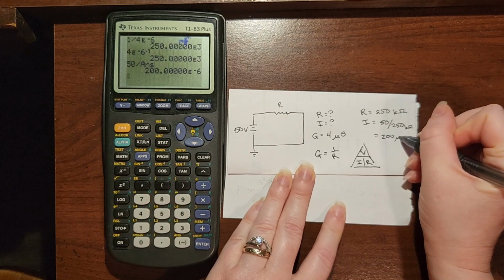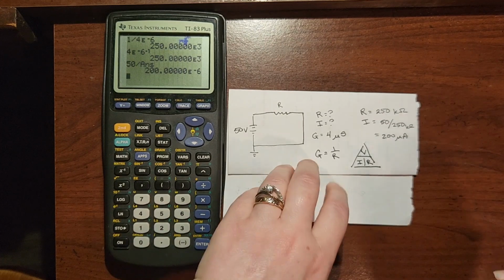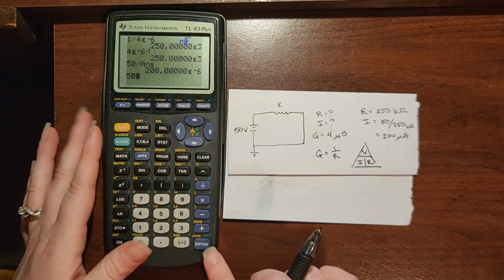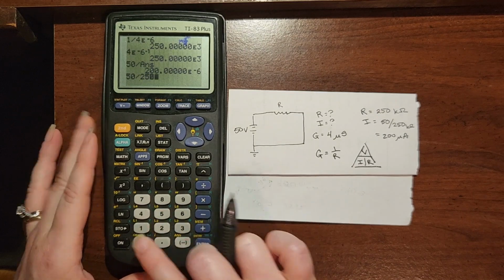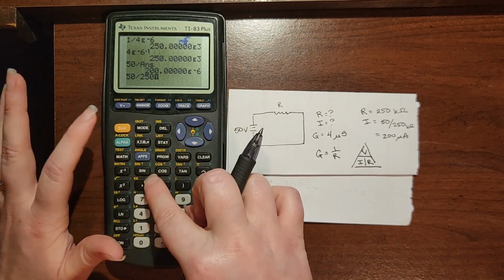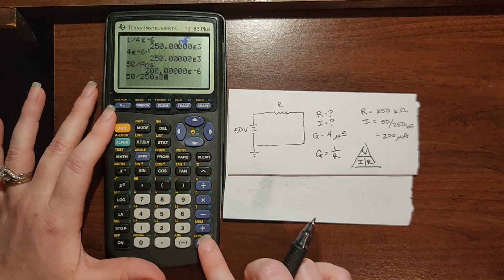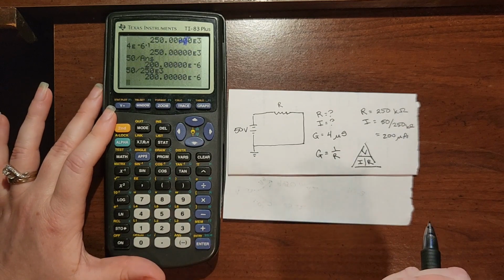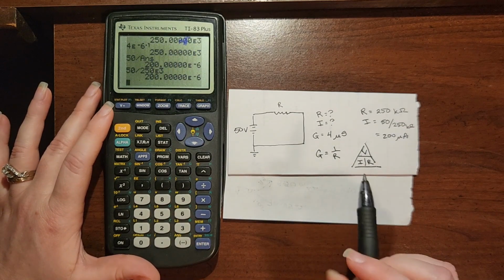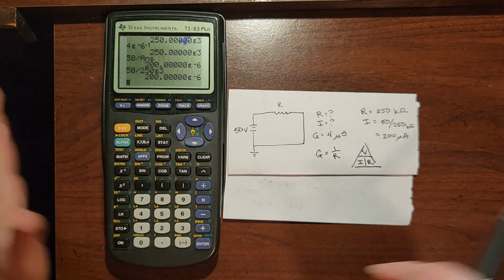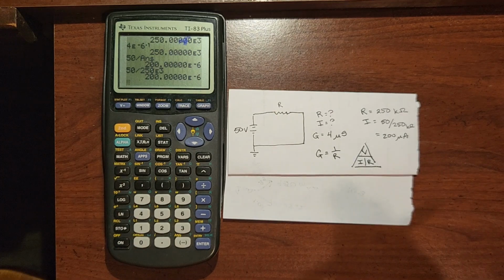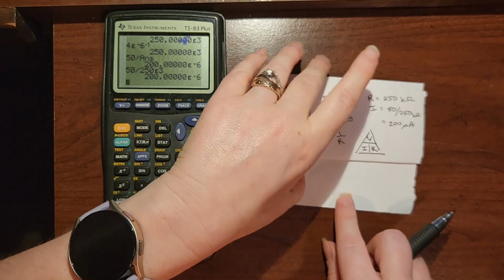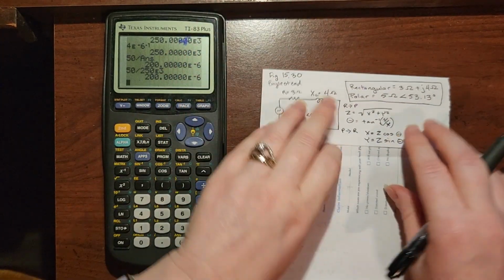And so that gives me 200 microamps. Now, if you want to check it just to make sure that I'm not lying to you, let's do 250 EE3, and we get the same answer. So that, again, saved a lot of keystrokes. When you're taking a timed test, this is going to help you. All right, so last one.